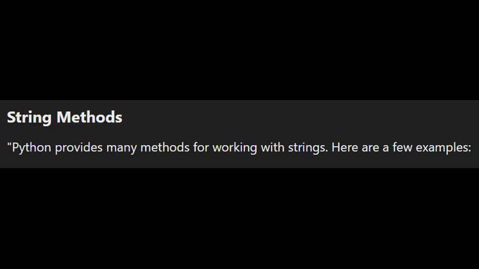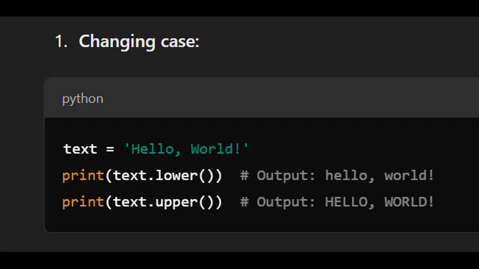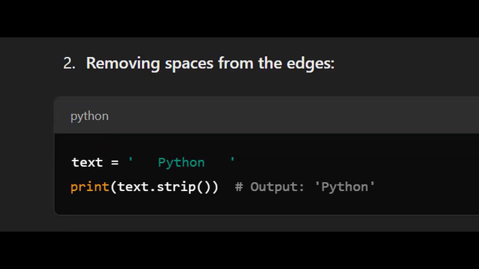String methods. Python provides many methods for working with strings. Here are a few examples. Changing case. Python code: text = 'Hello, World!', print(text.lower()) outputs hello, world!, print(text.upper()) outputs HELLO, WORLD!